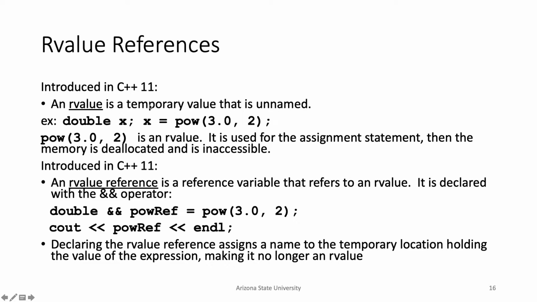An R-value is basically an unnamed temporary value, like any literal at all. So if I set x equal to 5, 5 is an R-value, okay?